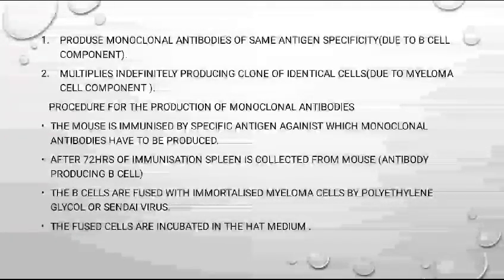Next is the procedure for the production of monoclonal antibodies. The mouse is immunized with the specific antigen against which monoclonal antibodies have to be produced. Next, after 22 hours of immunization, the spleen is collected from the mouse for antibody-producing B cells. The next step is that the B cells are fused with immortalized myeloma cells by polyethylene glycol or Sendai virus. The fused cells are incubated in the HAT medium.